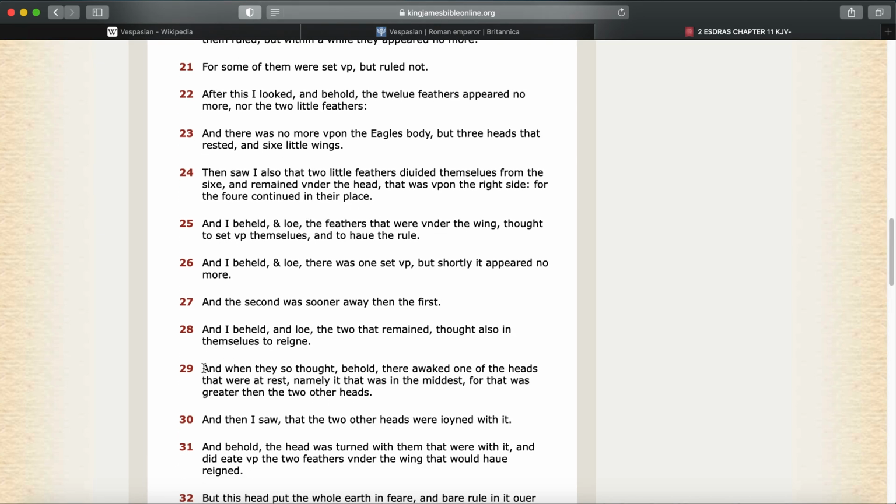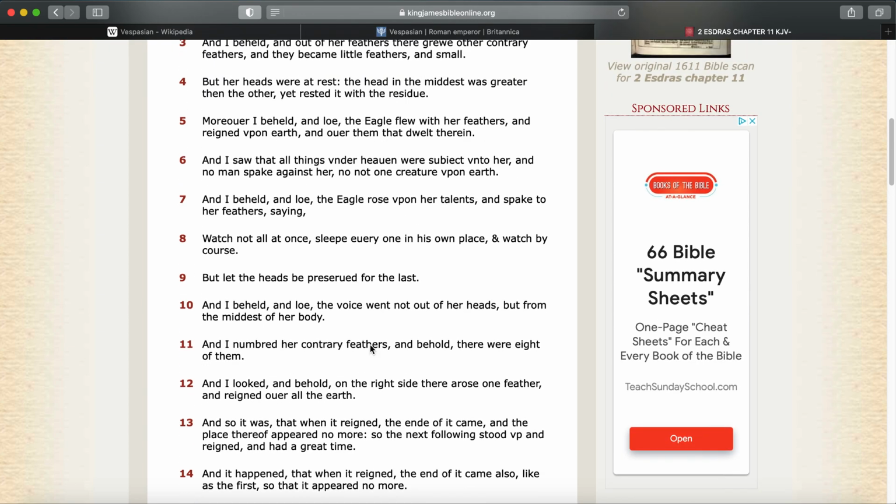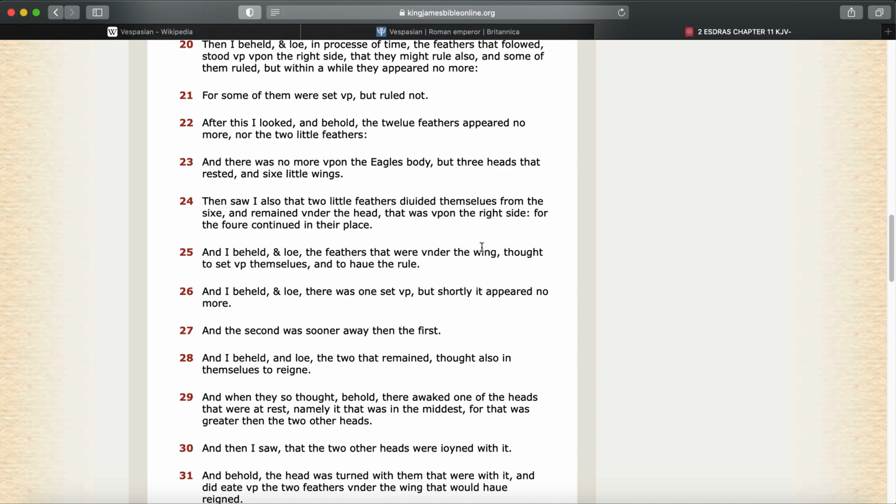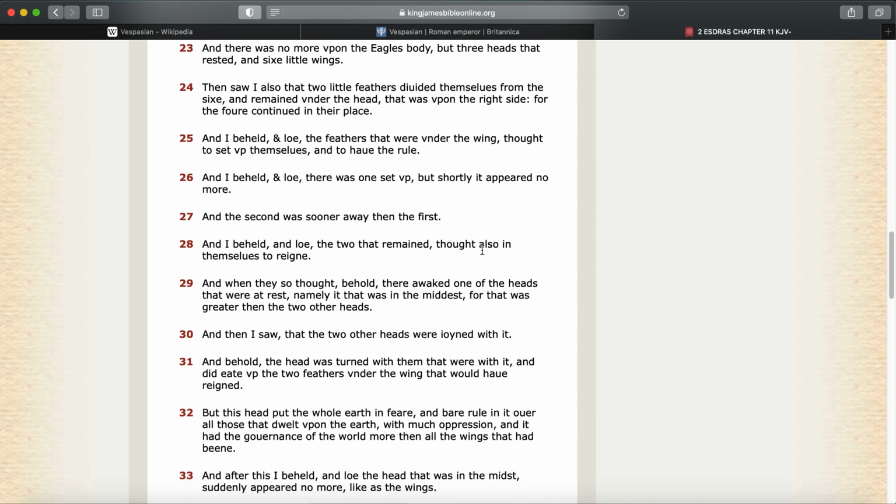Okay, verse 29. "And when they so thought, behold..." You see how many times it says they thought to do this, they thought to do that, because there was something about to come up. All right, one of the heads were about to awaken. Up here, where it says, verse 1, "Then I saw a dream, and beheld, there came up from the sea an eagle which had 12 feathered wings and 3 heads." These 3 heads are about to wake up. That's why it always says they so thought, because these heads have to wake up and begin their rule.